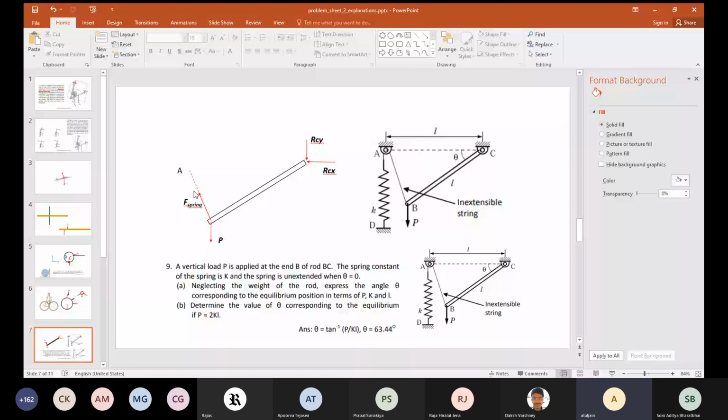Initially, when the length of the spring plus inextensible string was AD, at that time my spring was unextended. Now it has become ADB. So the F spring is equal to K into AB. Yes or no? Okay. So with this hint, now please try to solve it.